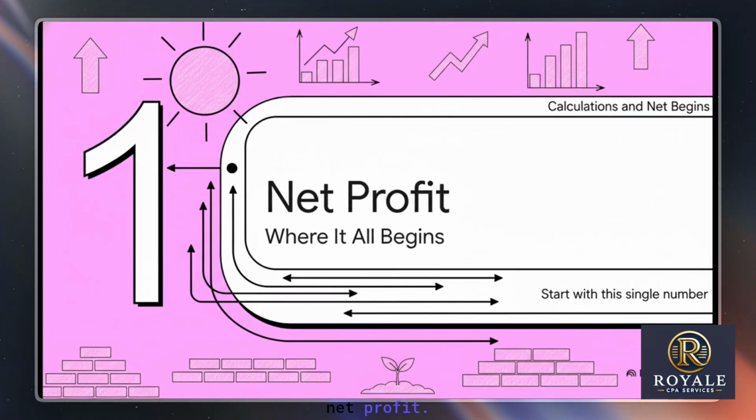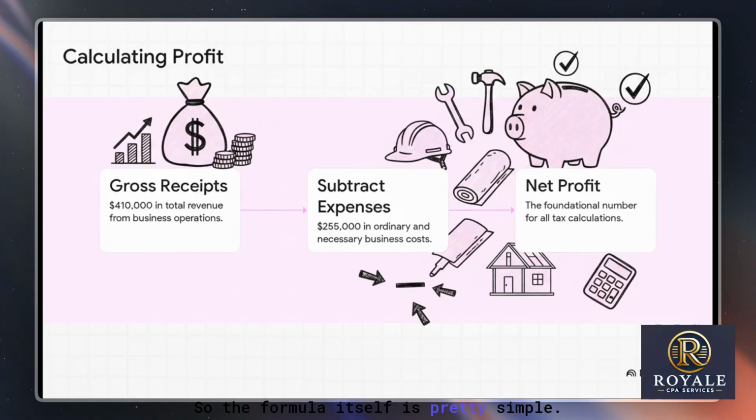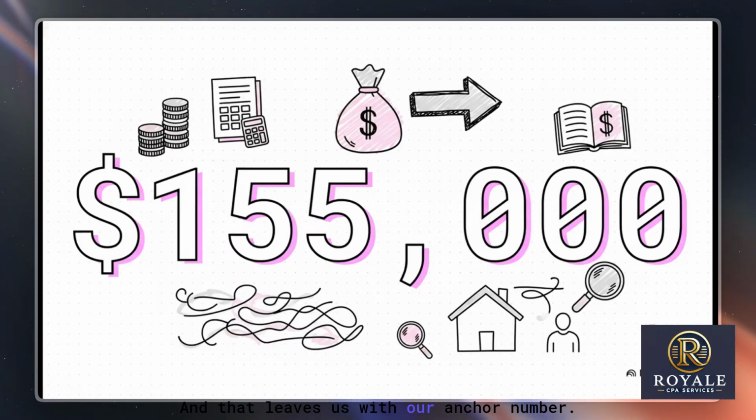First up, net profit. You have to remember, this is the foundation. It's the starting block. Every single number we calculate from here on out flows directly from this one. So the formula itself is pretty simple. Mr. Nkrumah brought in $410,000 in gross receipts. Awesome. But from that, we have to subtract all his business expenses. You know, things like materials, subcontractors, tools, the whole shebang. For him, that totals $255,000. And that leaves us with our anchor number, $155,000 in net profit. Seriously, burn this number into your brain because it's what's going to drive all the other calculations we do today.